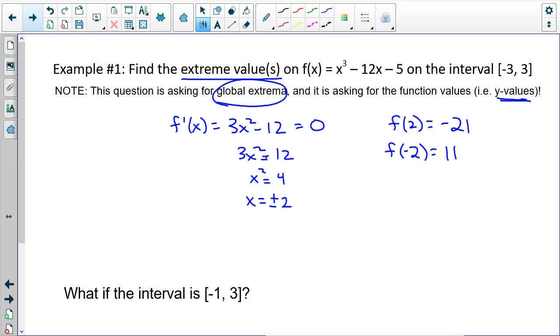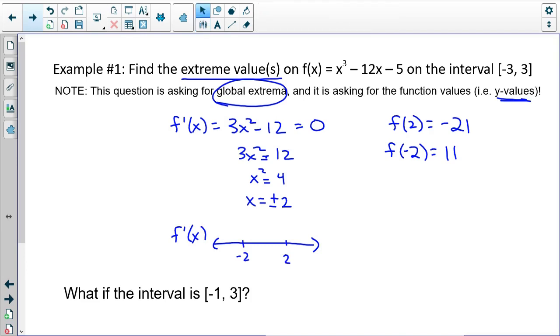If I want to check whether they're local maxes or mins, I can make a little sign chart to help my thinking. So I have -2 and 2, and then I sub in values into the derivative to figure out whether the derivative is positive or negative at these points. So if I sub in something to the left of -2, let's say -10, f prime is positive over there. At -2, the derivative is 0.